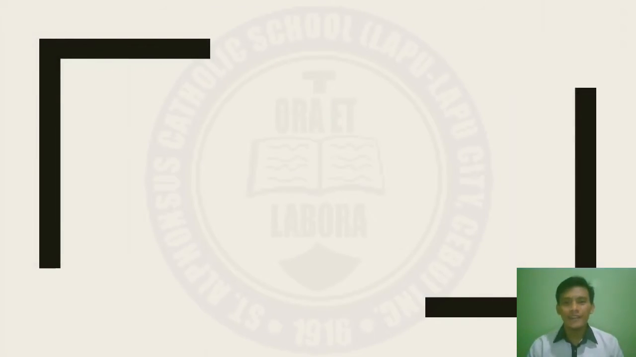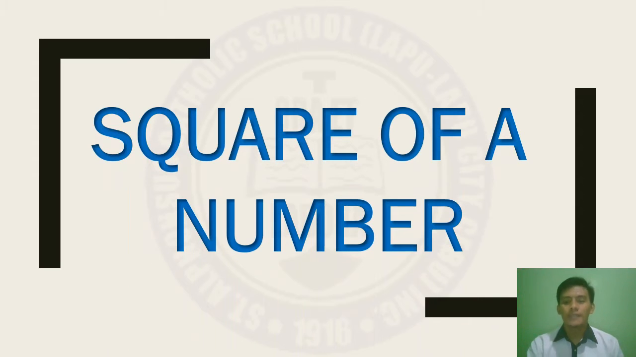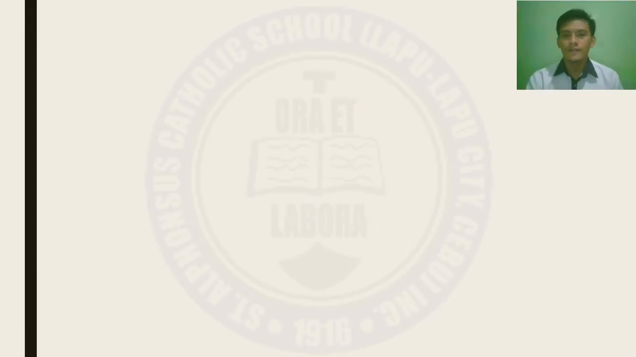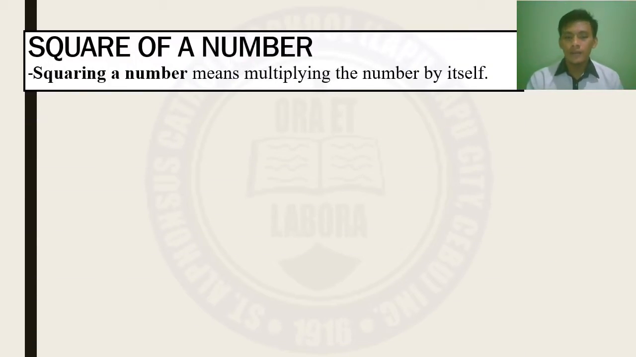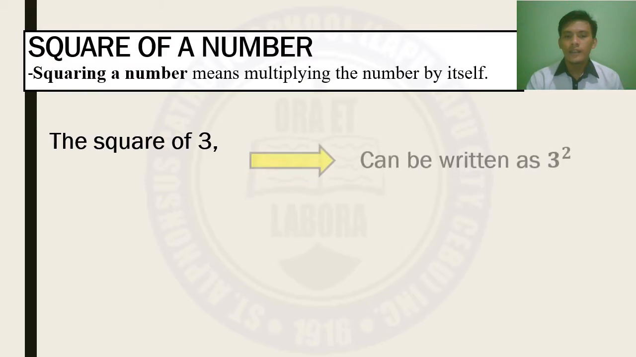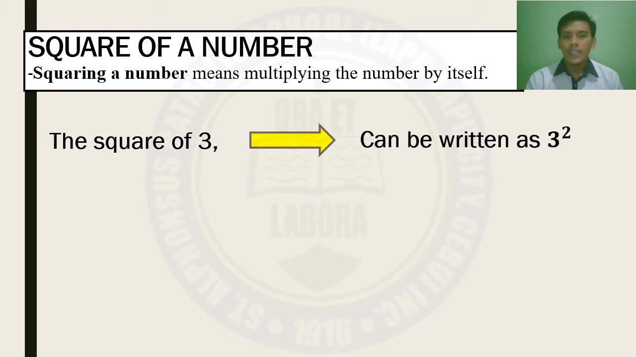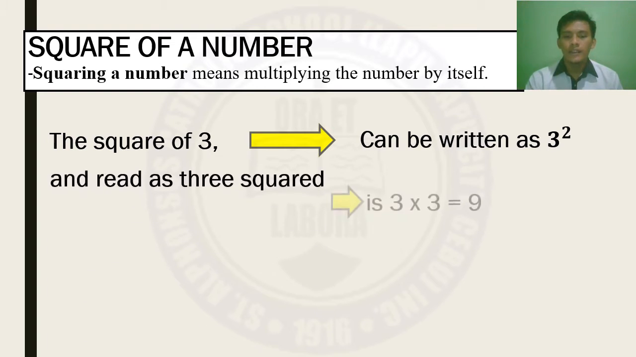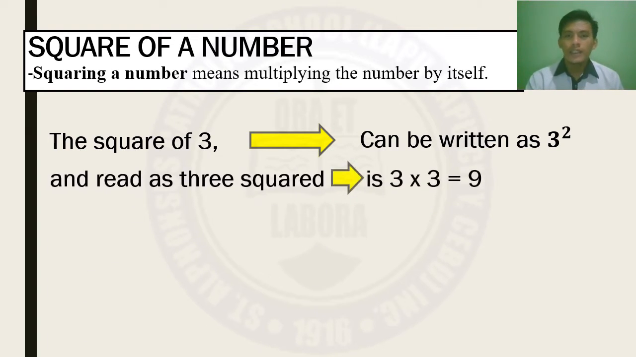Learners! In this topic, I will discuss the square of a number. What do you mean by a square of a number? Squaring a number means multiplying the number by itself. The square of 3 can be written as 3 squared, and 3 squared is 3 times 3, which is equal to 9.